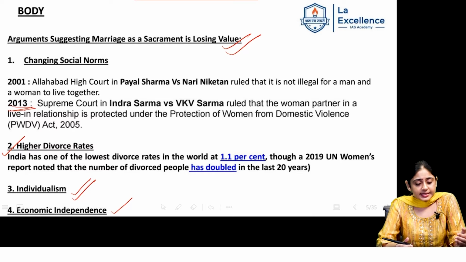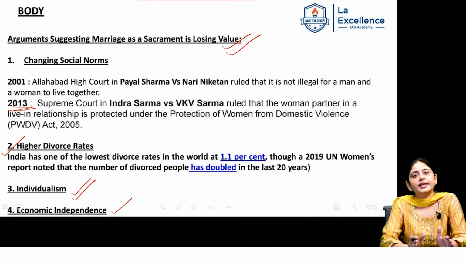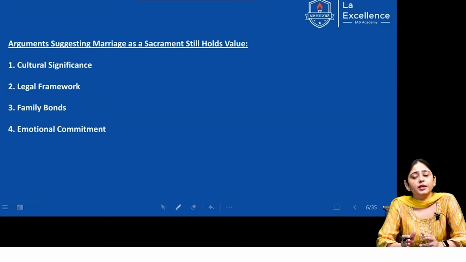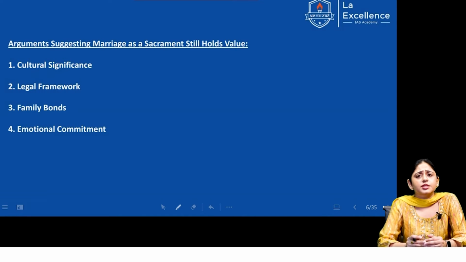So again, these arguments are suggesting that marriage as a sacrament, as a sacred bond, as a sacred duty, as a lifelong commitment, it is losing its value, right? So this is one side of the argument. Now, if we move on to the second part of the argument, that no, it still holds some significance, right? So now first you can write down that, there is still cultural significance surrounding marriage.